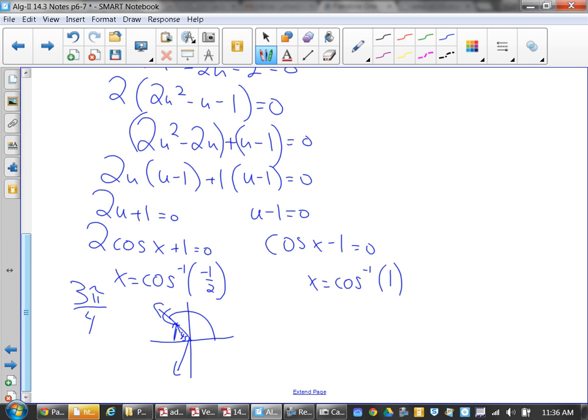Third. So now we just do the stuff we did before. But remember, you're within one revolution, so you don't have to worry about tacking on n's or anything like that, all right? What's the radian value down at that point? 5 pi over 4. And then, where is cosine 1? 0. Very good. Those are your answers.